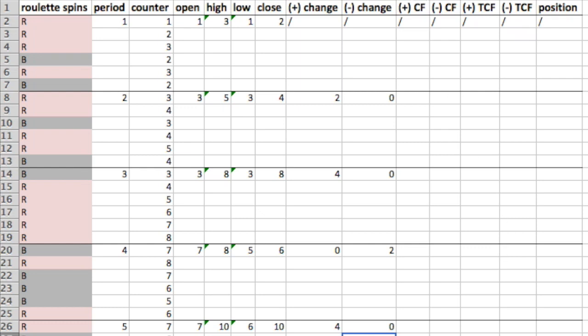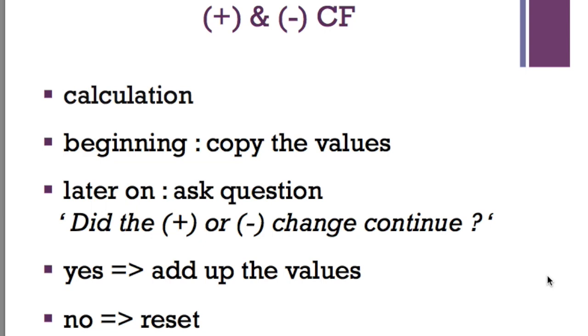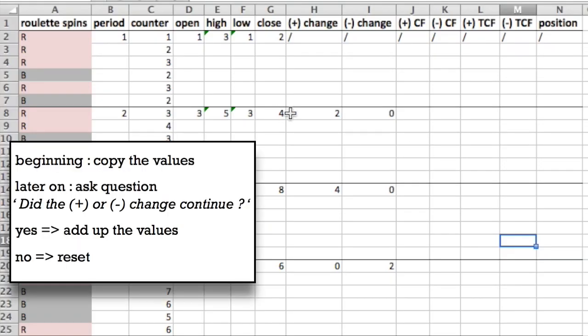Now we need to calculate the positive continuation factor and the negative continuation factor. The calculation, so at the very beginning you copy the values. Later on you ask the question, did the positive change or negative change continue? If yes, then add up the values. No, reset. So here we are at the very beginning. Still have no information from the previous period. So we just copy the values, 2 and 0.